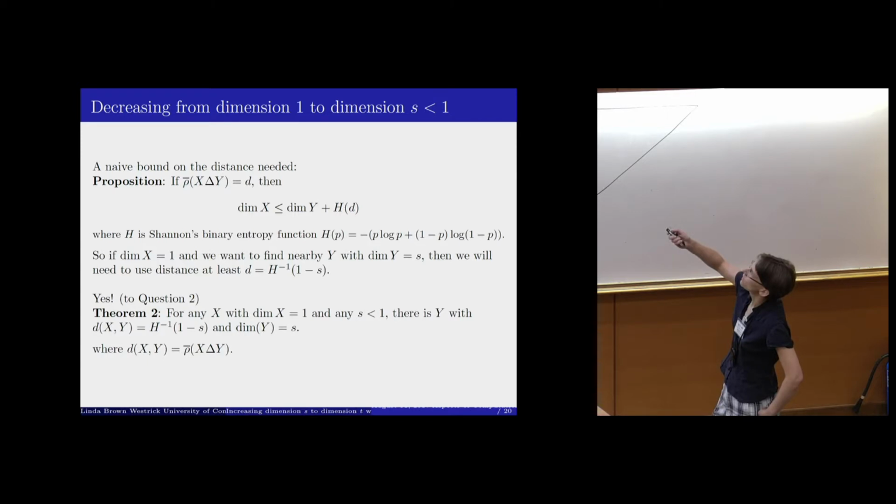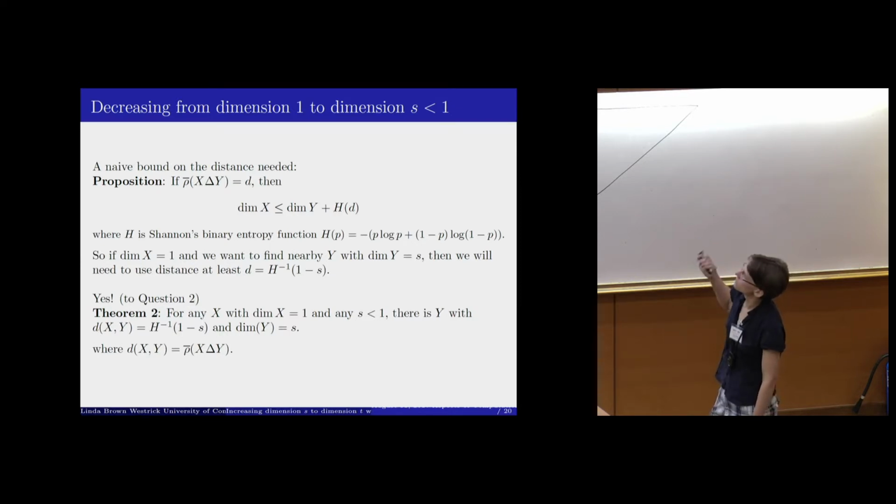Because, for example, if we start out with X that is random, so has effective dimension 1, and we want to get down to Y that has some small dimension S, then we're going to need to make D at least big enough so that S plus h of D is greater than 1. Otherwise, it just won't work. So that gives a naive bound in the case that we start out with a random and want to decrease to dimension S, that we're going to need to use at least this distance.